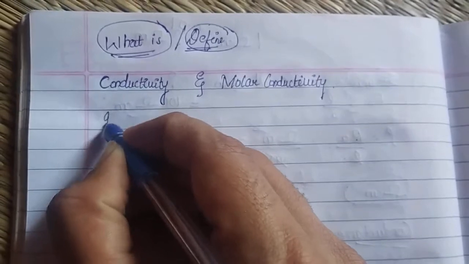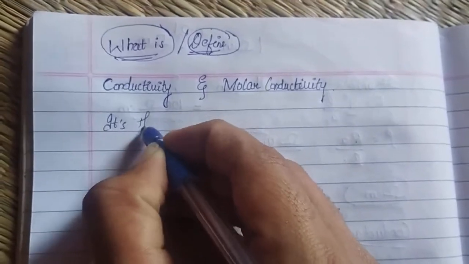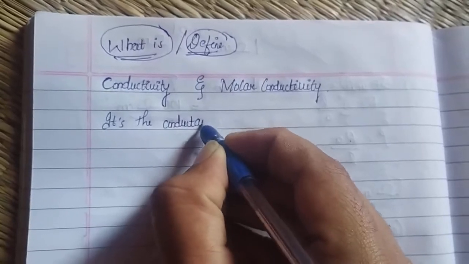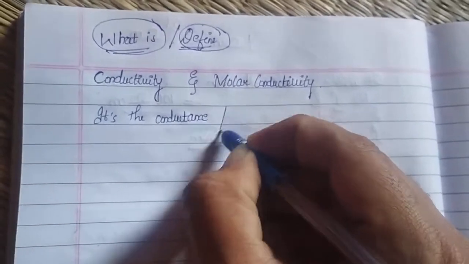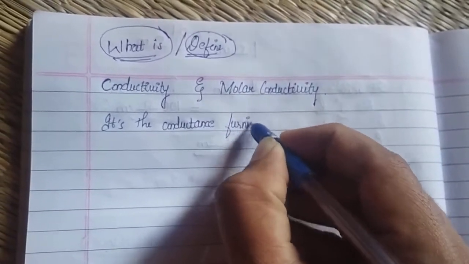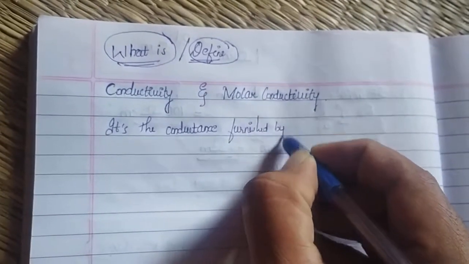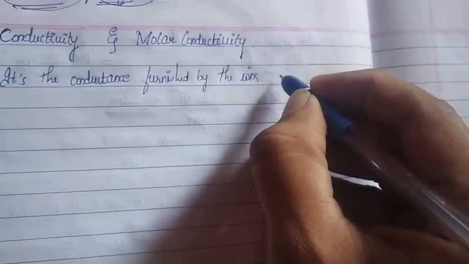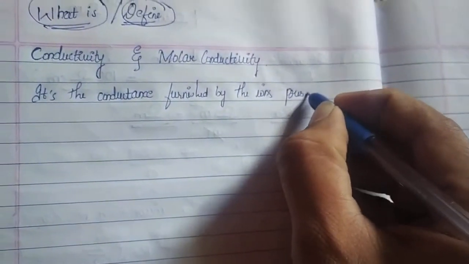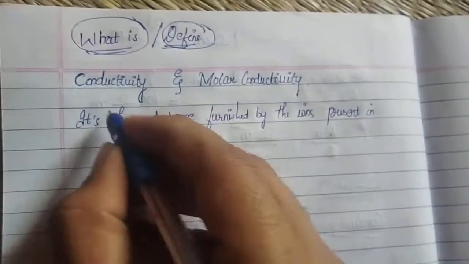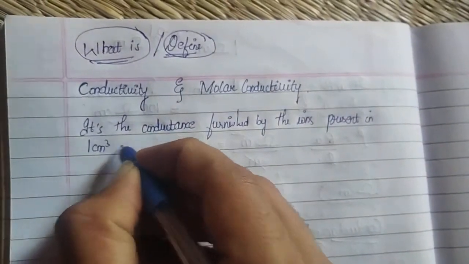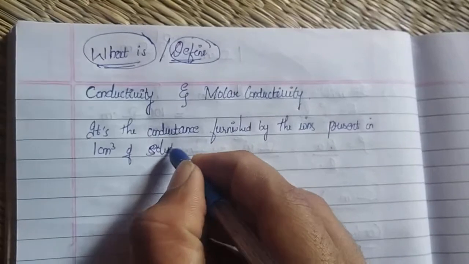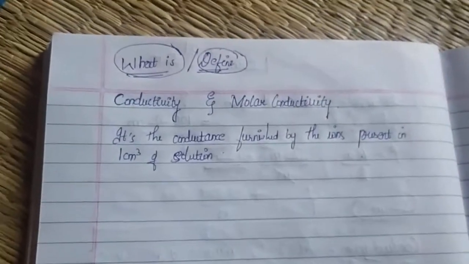But when I say what is conductivity, it is the conductance which is furnished by the ions present in 1 cm cube of electrolyte, or we can say 1 cm cube of solution. Are you able to understand?